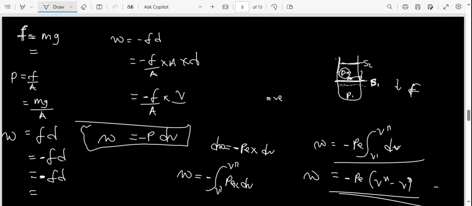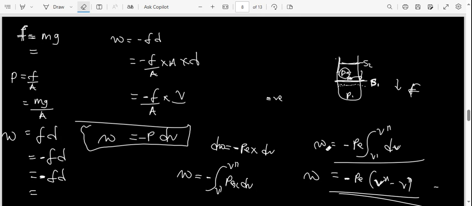Just know that when this one is greater, then we'll have negative work. Once this one is less, then we'll have positive work. Meaning that when it's positive, the work was done on the system. But when work is negative, the system was doing work. Okay, so let me give you an example.